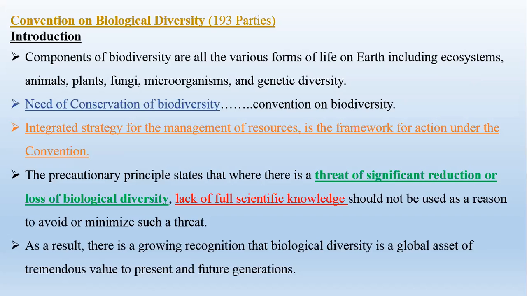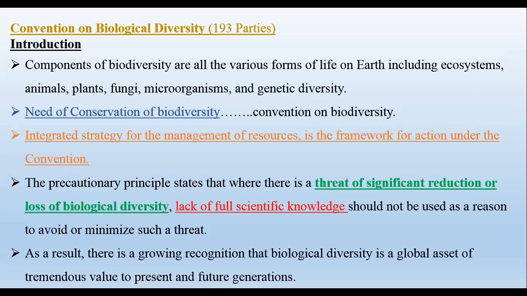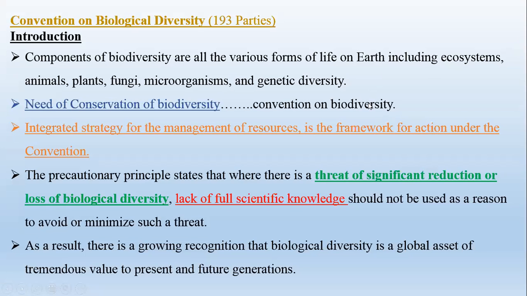So when we started to set up an organization or protocol or a convention for the protection of biodiversity, first of all, there is this convention, that is Convention on Biological Diversity, and the members of this CBD are 193 parties. And as we discussed earlier, parties are nothing but the members of that organization or treaty or convention. So here 193 parties are the members of the Convention on Biological Diversity.